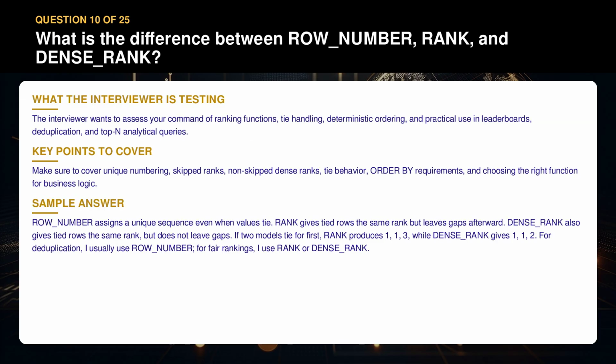Row number assigns a unique sequence even when values tie. Rank gives tied rows the same rank, but leaves gaps afterward. Dense rank also gives tied rows the same rank, but does not leave gaps. If two models tie for first, rank produces 1, 1, 3, while dense rank gives 1, 1, 2. For deduplication, I usually use row number. For fair rankings, I use rank or dense rank.